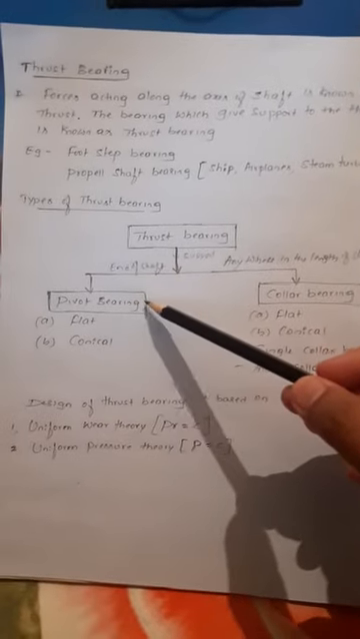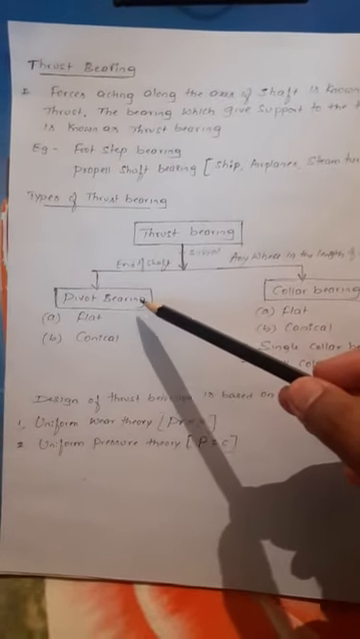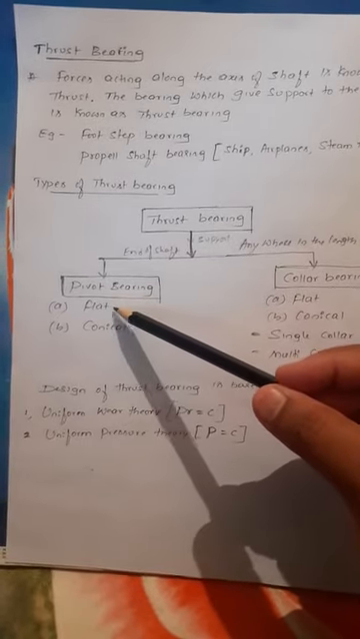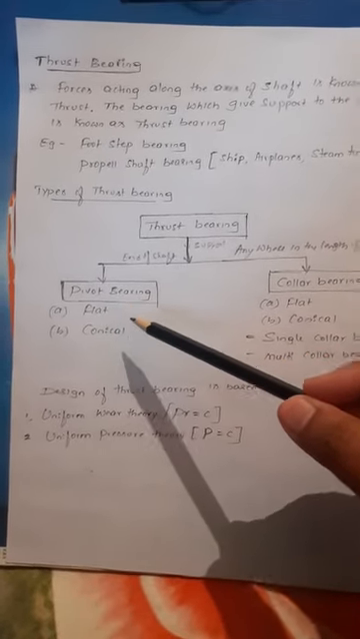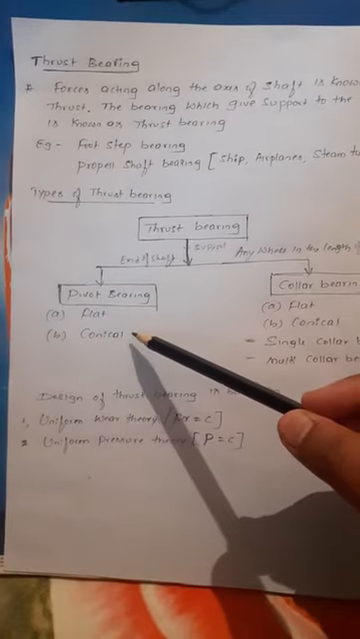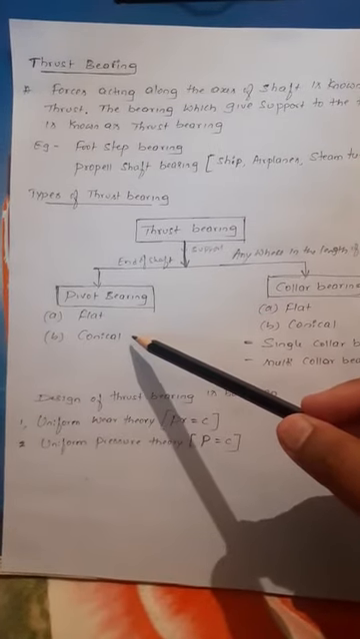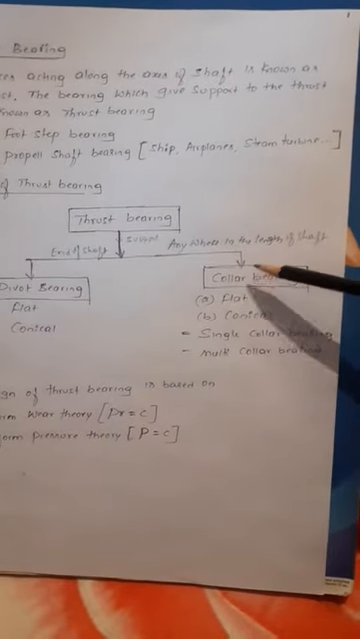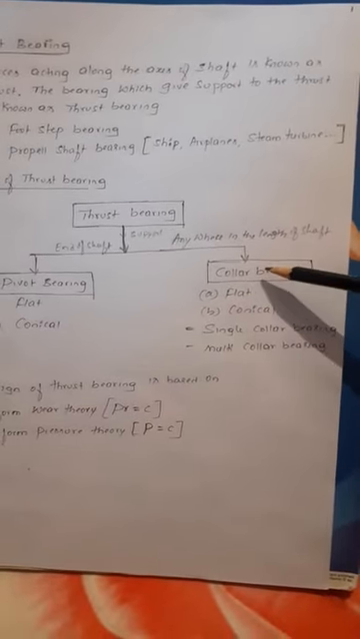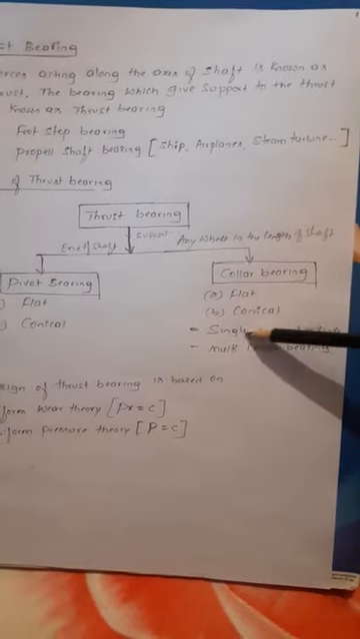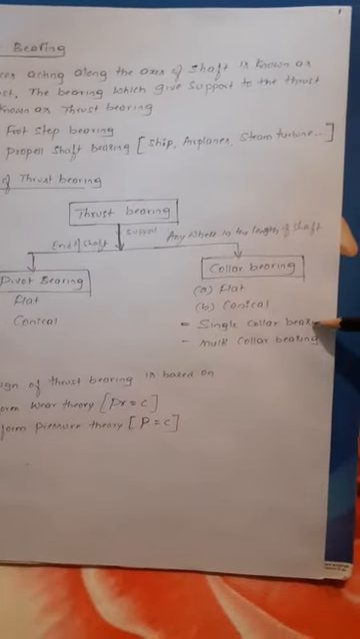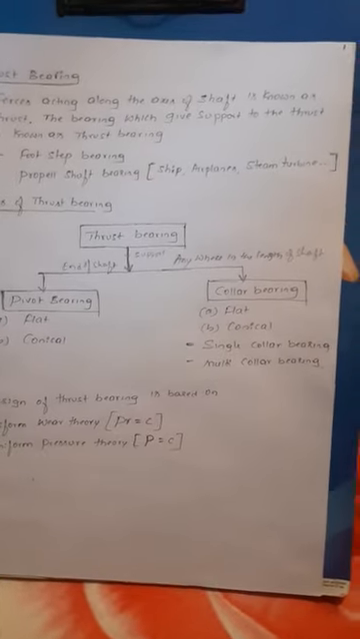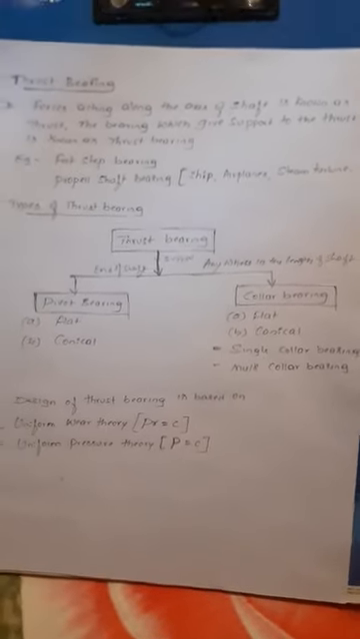Then the pivot bearing is further classified based on the shape of the support at the end of the shaft. It may be flat, called a flat pivot bearing. Another one is conical shape, the conical pivot bearing. Similarly for collar bearing, there is the flat collar bearing and conical collar bearing. The collar bearing is further classified: it may be a single collar if only one collar is used, and another one is the multi collar bearing. You can see the sketch here.